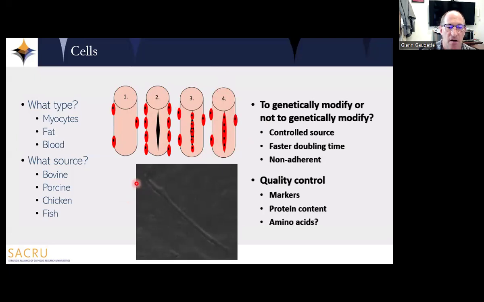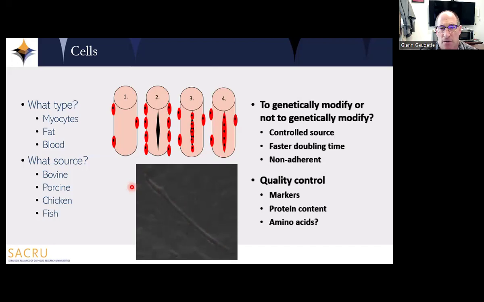What you can see down here is a myocyte that we grew in the lab from satellite cells that we isolated from cow muscle. And so you can hopefully see that contraction. You can see the long slenderness of that muscle cell, and it contracts and stimulates, showing that it's actually a functioning cell. So that's a myocyte muscle cell.